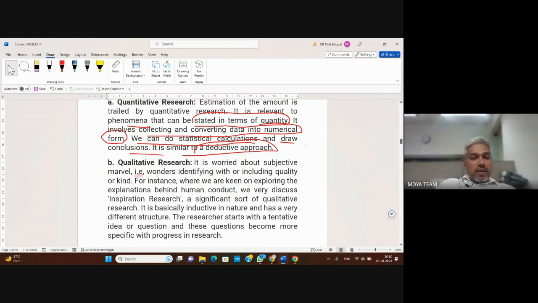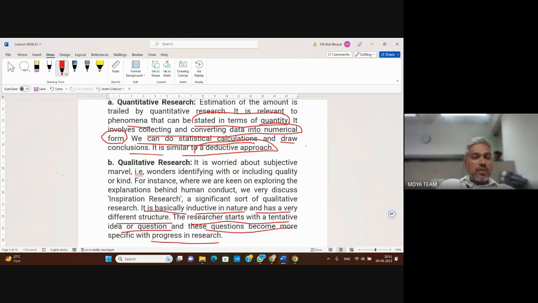It is concerned with subjective phenomena, that is, phenomena relating to or involving quality. For instance, where we are keen on exploring the reason behind human behavior, we discuss motivation research, a significant type of qualitative research. It is basically inductive in nature and has a very different structure. The researcher starts with a tentative idea or question, and these questions become more specific and progressive in research.